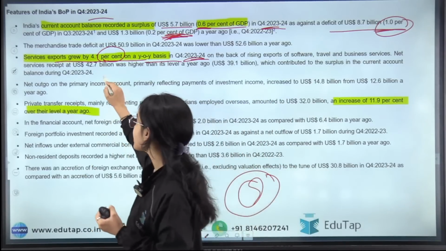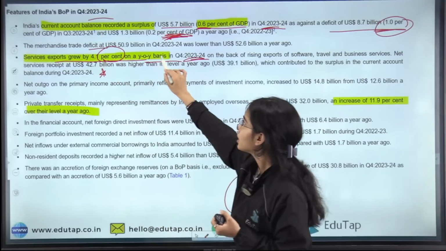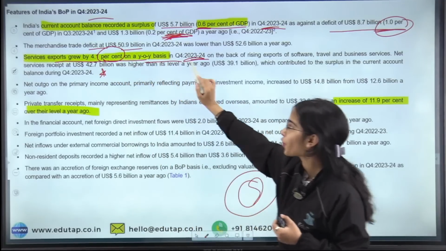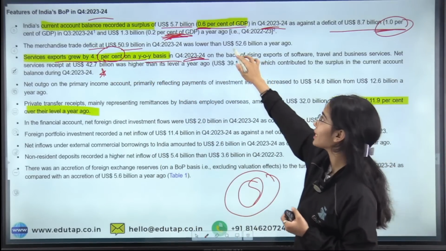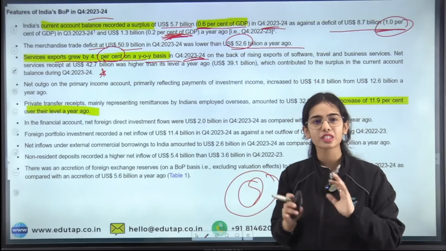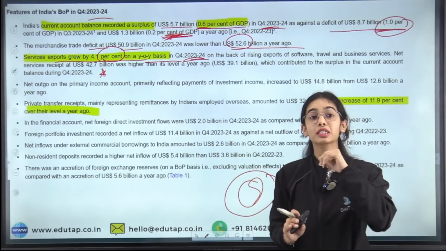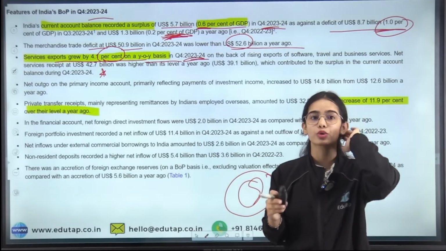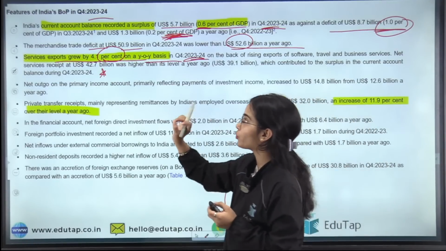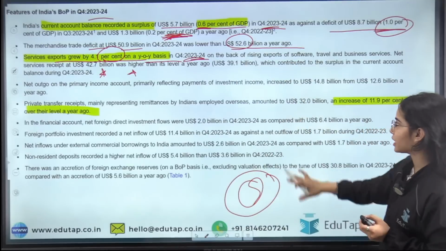So here the point is written that the merchandise trade deficit at US $50.9 billion was lower than $52.6 billion a year ago. So the trade deficit was high, but it was lower than the quarter 4 of the previous year. But the services have seen immense growth, that is 4.1% on a year-on-year basis. Okay, so the rest of the data you can read.